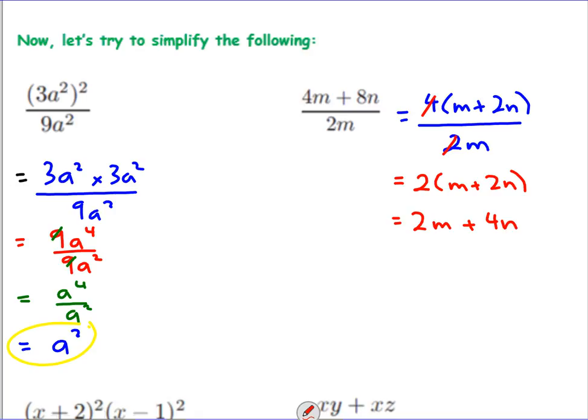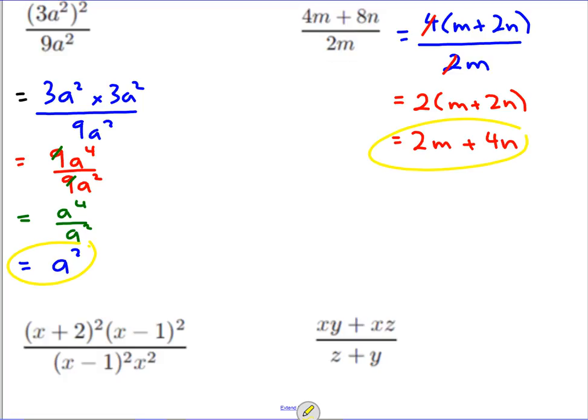To be able to cancel down a letter, you have to have that letter in all 3. So unfortunately, that's not there. Okay, so moving right along. Next one.